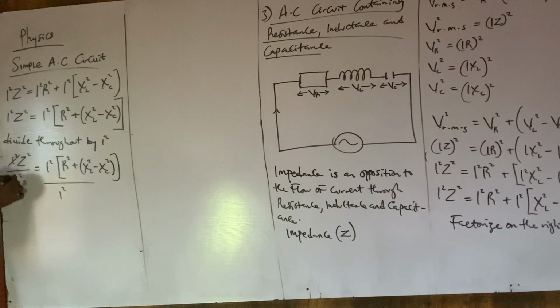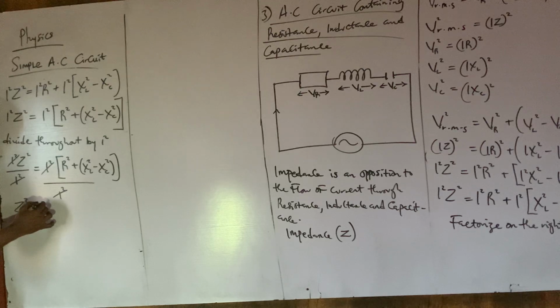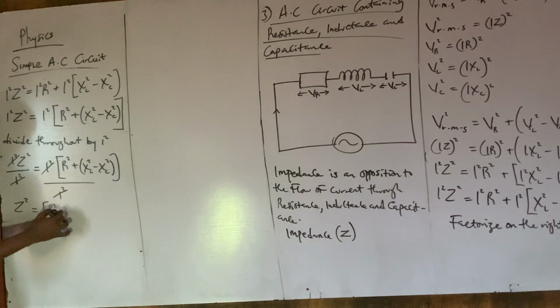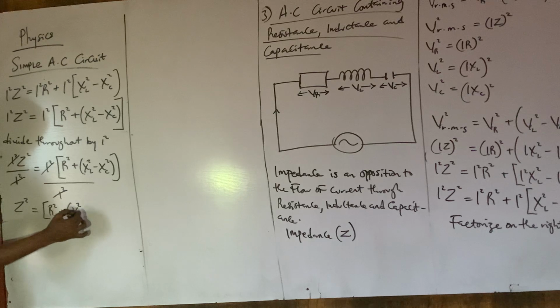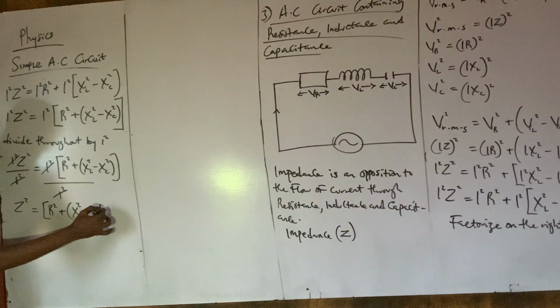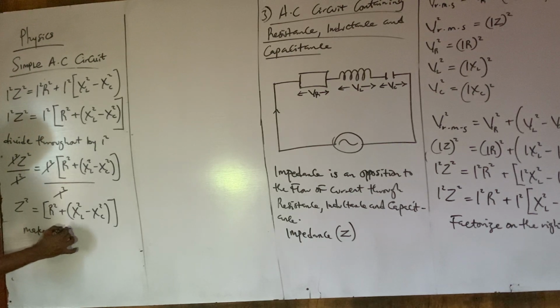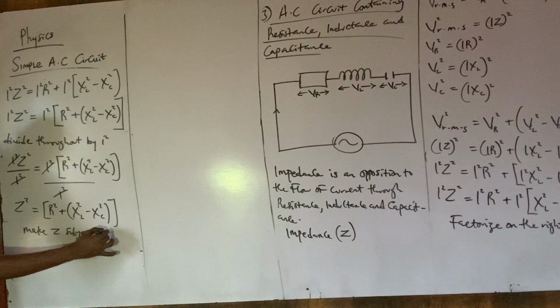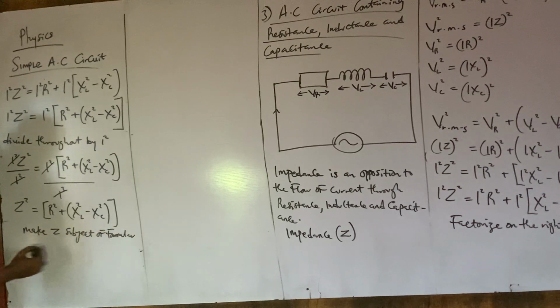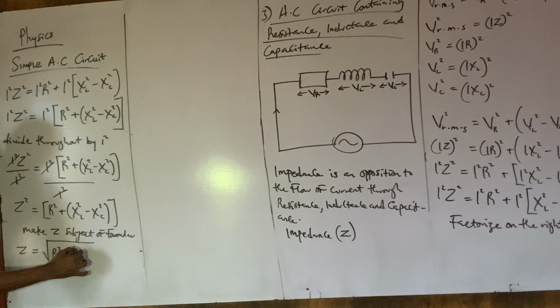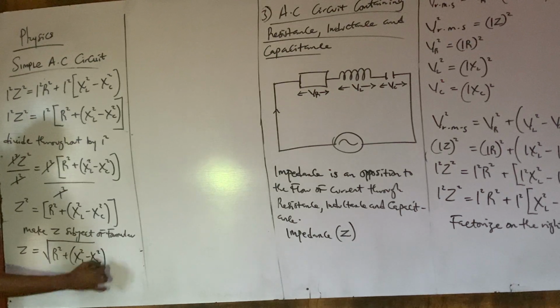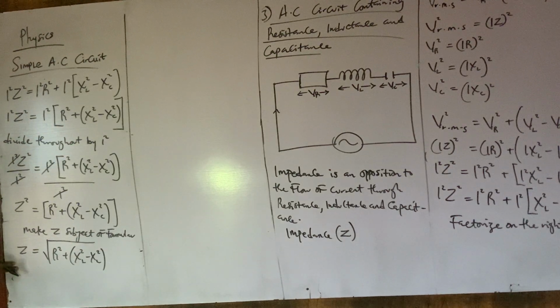So this we cancel this, and this we cancel that. We have Z squared is equal to R squared plus (X_L squared minus X_C squared). Now make Z the subject of the formula. You have Z is equal to root of R squared plus (X_L minus X_C) squared. So this is the formula for impedance.